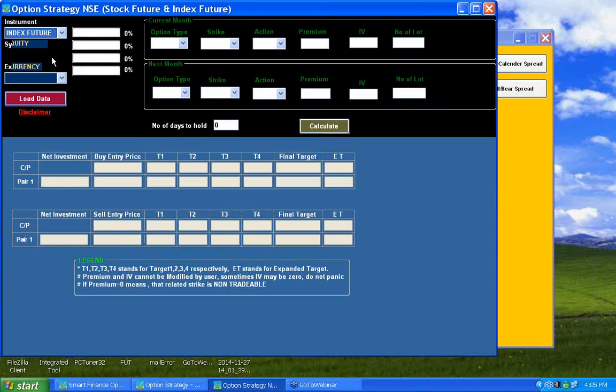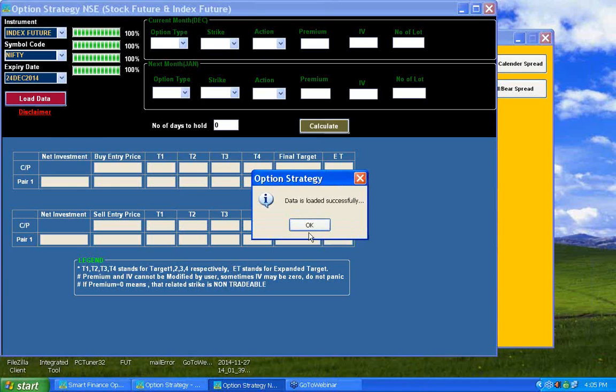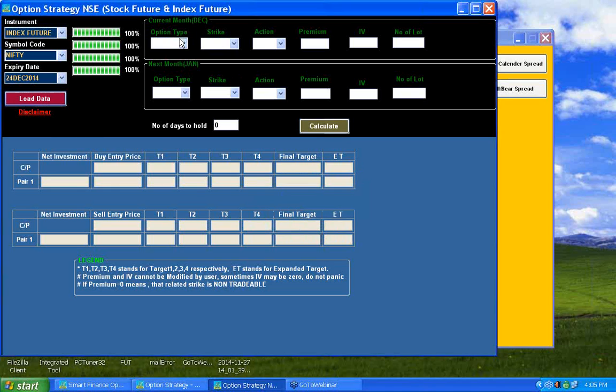Imagine I am going to form a calendar strategy. Calendar strategy means I can buy this month and sell next month, or I can sell this month and buy the next month. That kind of strategy I can form. I can form a diagonal calendar spread, a vertical calendar spread, a horizontal calendar spread. Any kind of thing I can form.